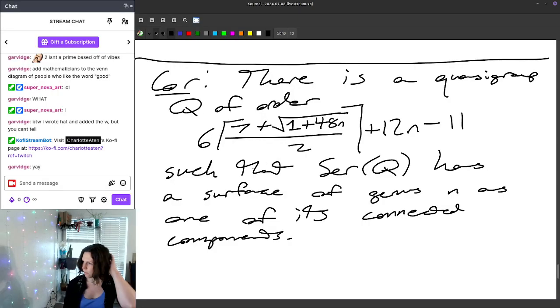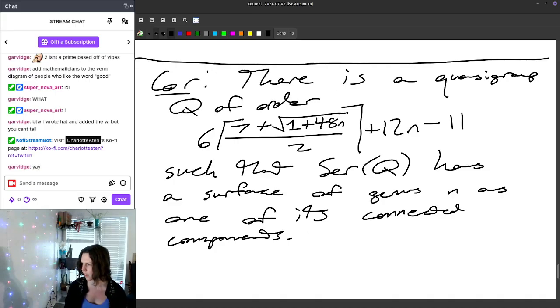Okay, so yeah, assuming there haven't been any arithmetic mistakes or other errors in reasoning, it seems at the moment that we have the following corollary, which is that there is some quasi-group, or in other words, a Latin square, if you think of it as a multiplication, where it has 6 times the ceiling of (7 plus the square root of 1 plus 48n) over 2, plus 12n minus 11. It has that many rows and columns, or it has that many elements.